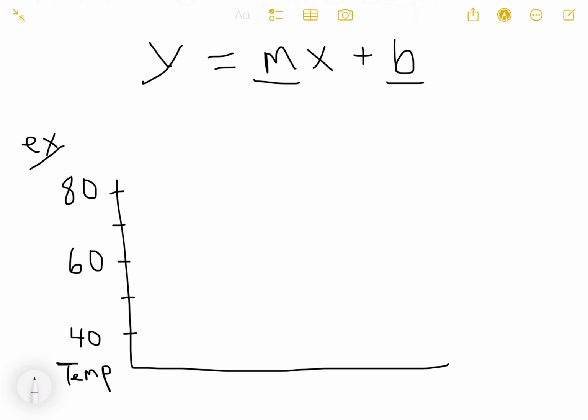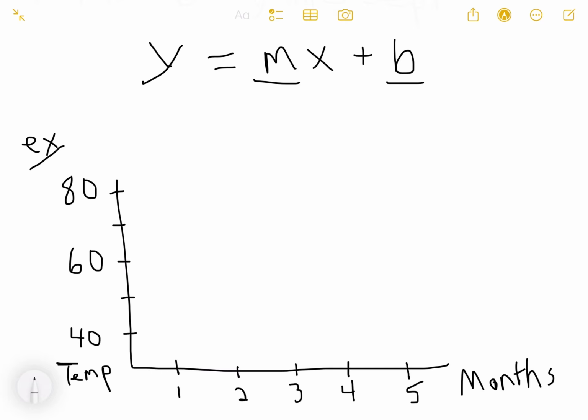And then these are the months of the year. So I have 1, 2, 3, 4, 5, and I'm just going to say these are the months. So this would be January, February, March, April, May. So these are months. This is not real data here, but you can get data a lot of places. This is just an example.